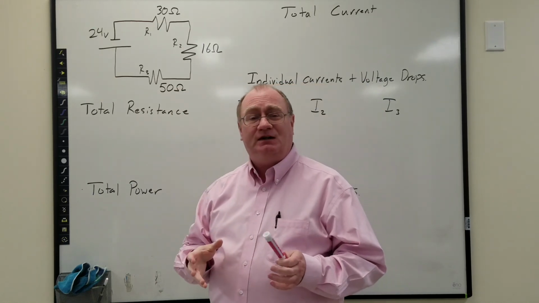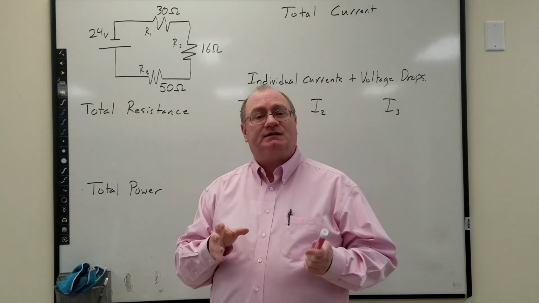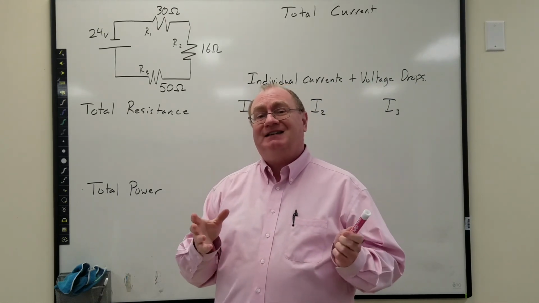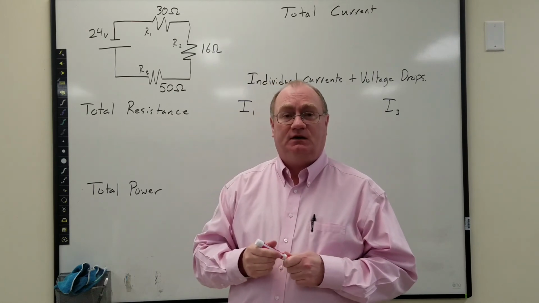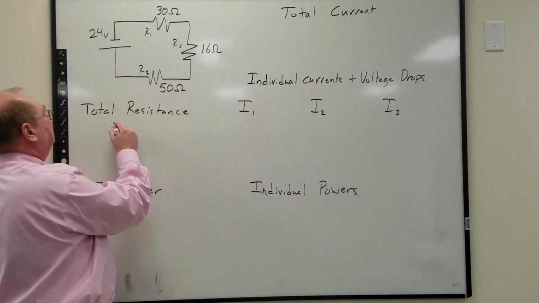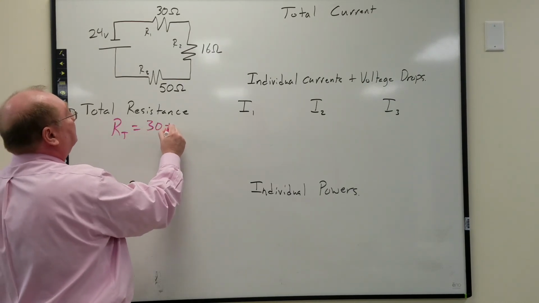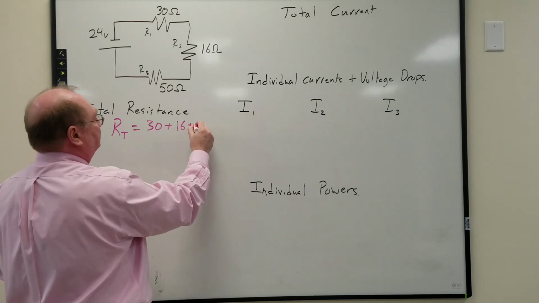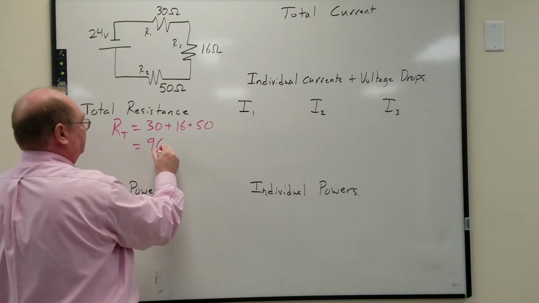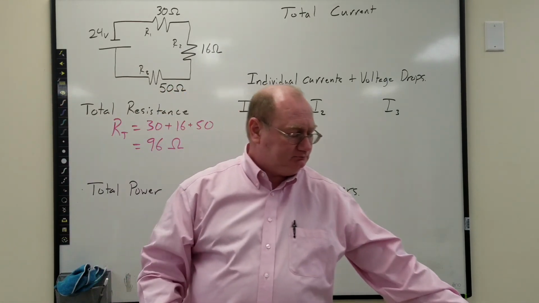The first thing we need to do is find the total resistance of the entire circuit. One of the properties of a series circuit is that the total resistance, or equivalent resistance, is simply the sum of all the resistors. So for this case, total resistance would be 30 plus 16 plus 50, which is 96 ohms. So that's our total resistance.